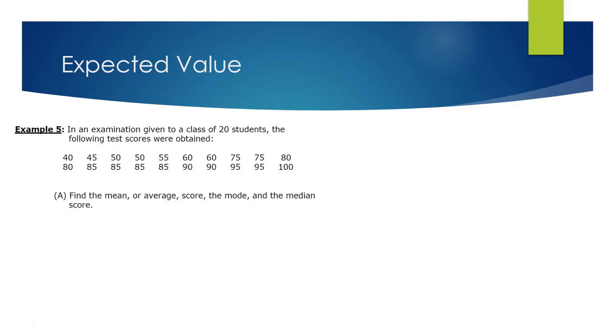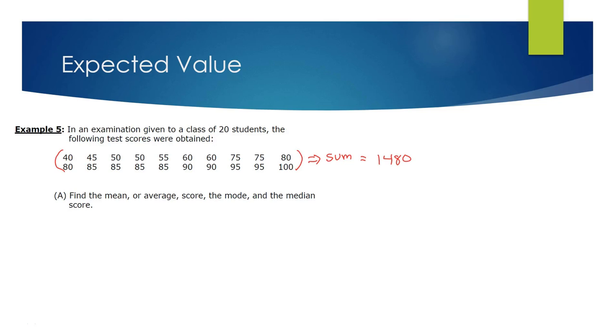So for example 5 here, in an examination given to a class of 20 students, the following test scores were obtained. And more times than not, the data that I would give you is going to be in order, because that's another task that would take you some time to do, even if you have to put it into a calculator and have it do it for you. So the data is in order, and you're asked to find the mean or average score as well as the mode and the median. The mean is just, I'm going to add up all these scores together.